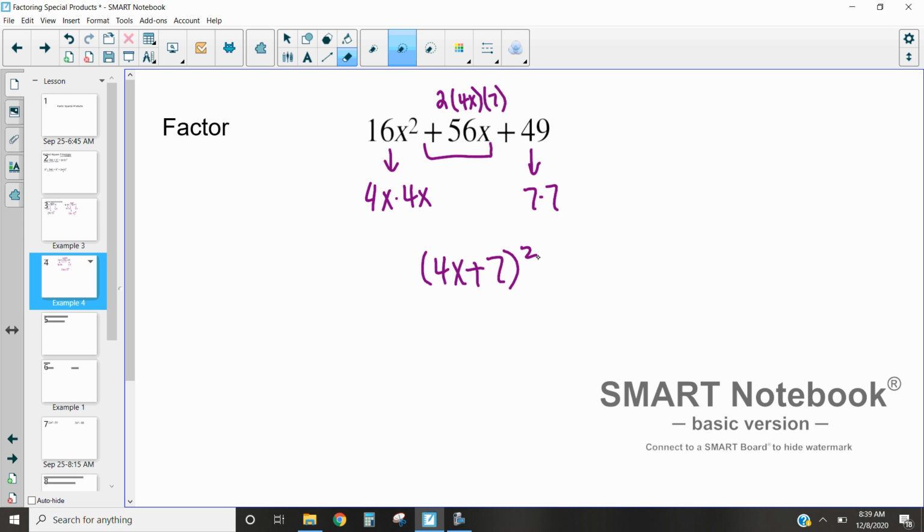Again, check the first term to see if it's a perfect square. Check the last term to see if it's a perfect square. If they both are, regardless of what the middle is, as long as it's 2 times the first one times the second one, we will have a perfect square trinomial.